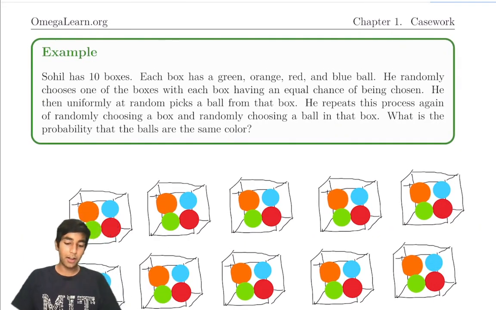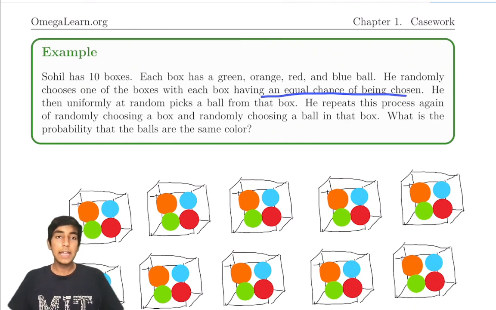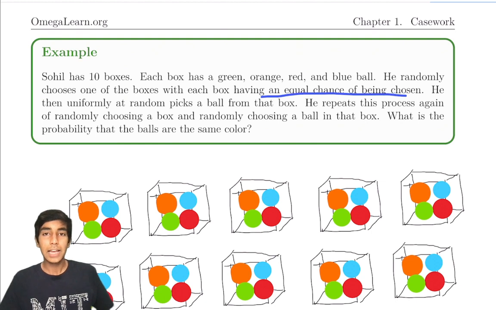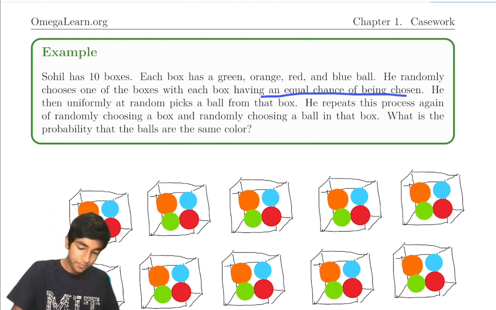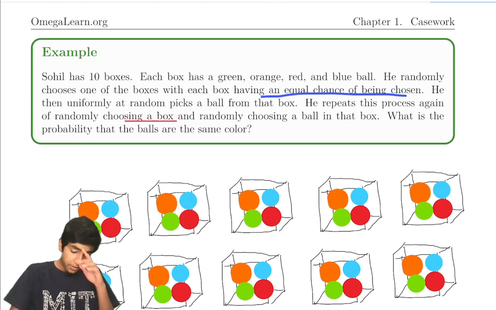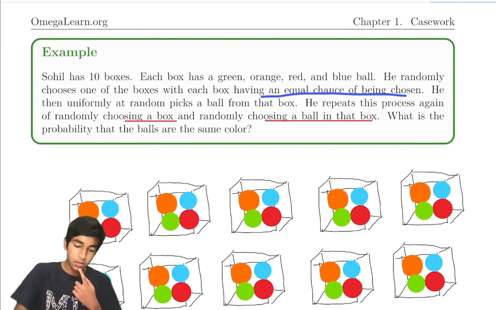Sohail has 10 boxes. Each box has a green, orange, red, and blue ball. He randomly chooses one of the boxes, with each box having an equal chance of being chosen. He then uniformly at random picks a ball from that box. He repeats this process again of randomly choosing a box and then randomly choosing a ball in that box. What's the probability that the balls are the same color?